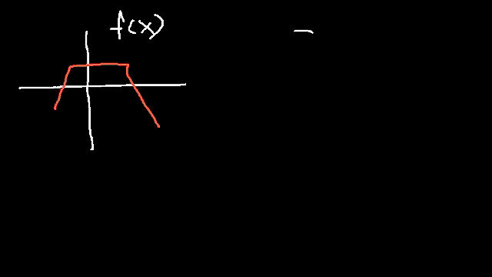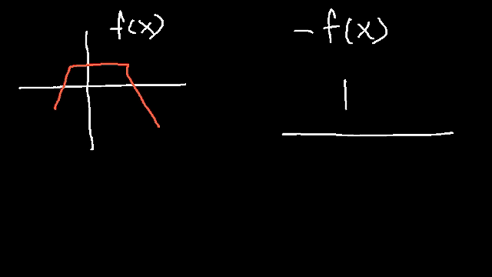Now what if we put a negative on the outside of the function? What effect will it have? In this case, it's going to reflect over the x-axis. So it's going to flip. So it's going to look something like this.